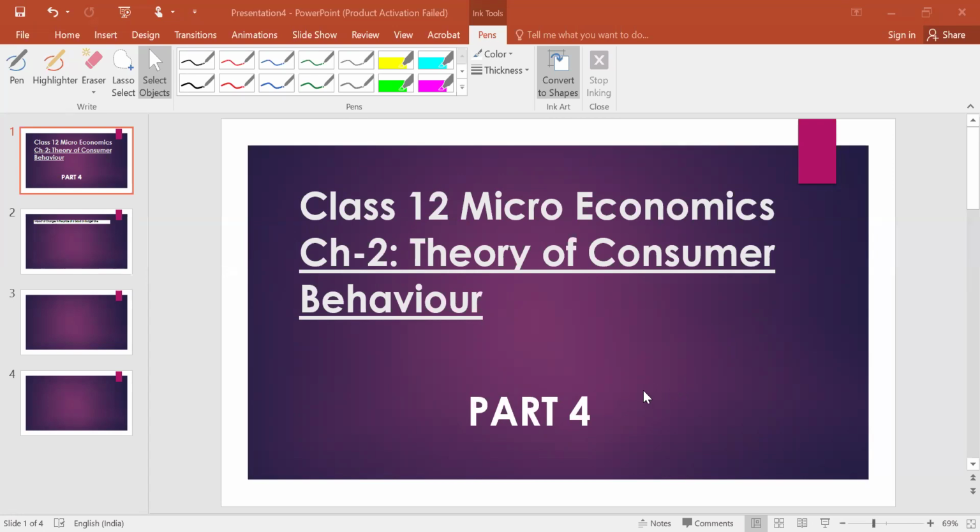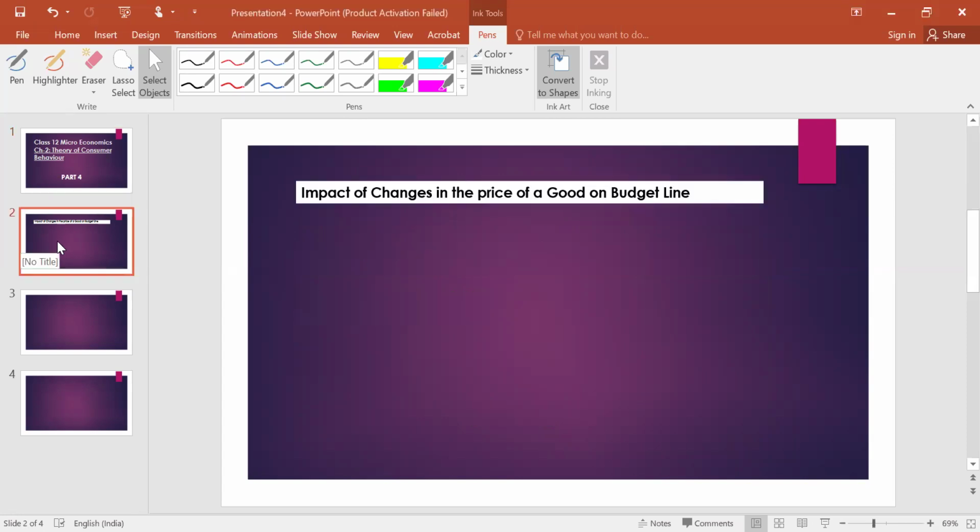Then we also had a look at what happens if there's a change in the income, and what is the impact of change in income on the budget line, correct? So today we will go a step further and see what happens if there is a change in the price of a good, and how it impacts the budget line. Correct.